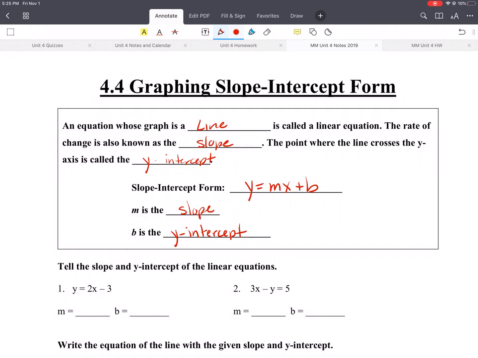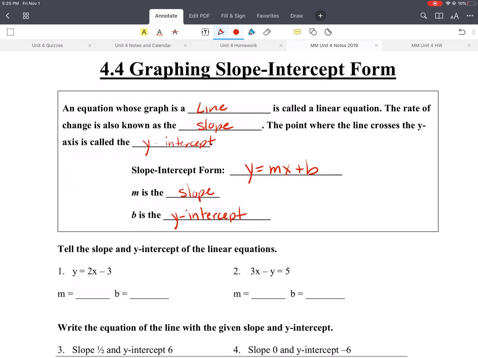All right, welcome. This is graphing slope-intercept form. So we've talked about how to find slopes. We already found out how to find x and y intercepts. So we're bringing it together and making an equation using slopes and the y-intercept.